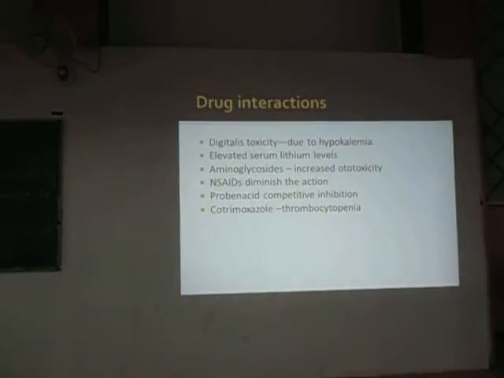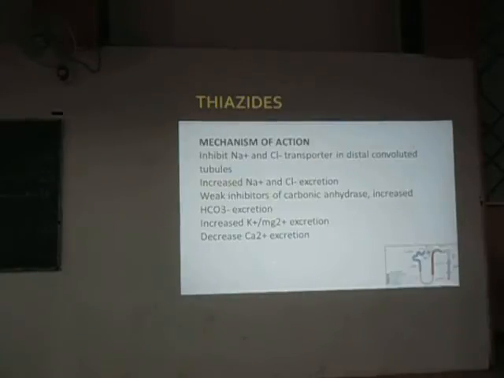Probenecid, competitive inhibition, we discussed about it. Then cotrimoxazole can cause thrombocytopenia. Thiazide group of diuretics act by inhibiting the sodium chloride co-transporter system at the DCT. They also have a weak inhibition of carbonic anhydrase by virtue of their structure being similar to acetazolamide, so they are involved in bicarbonate excretion also. They can excrete potassium, magnesium, and also decrease calcium excretion.